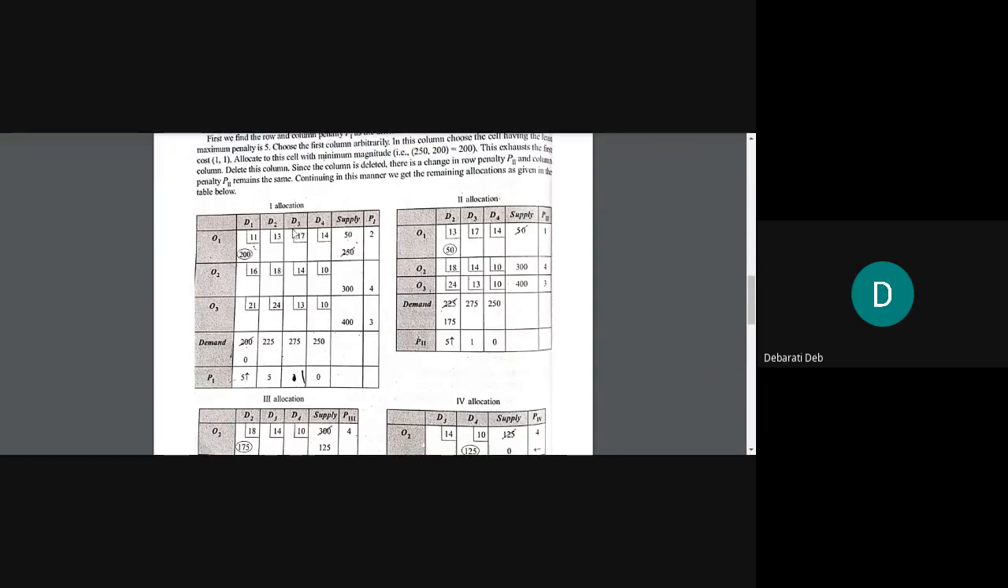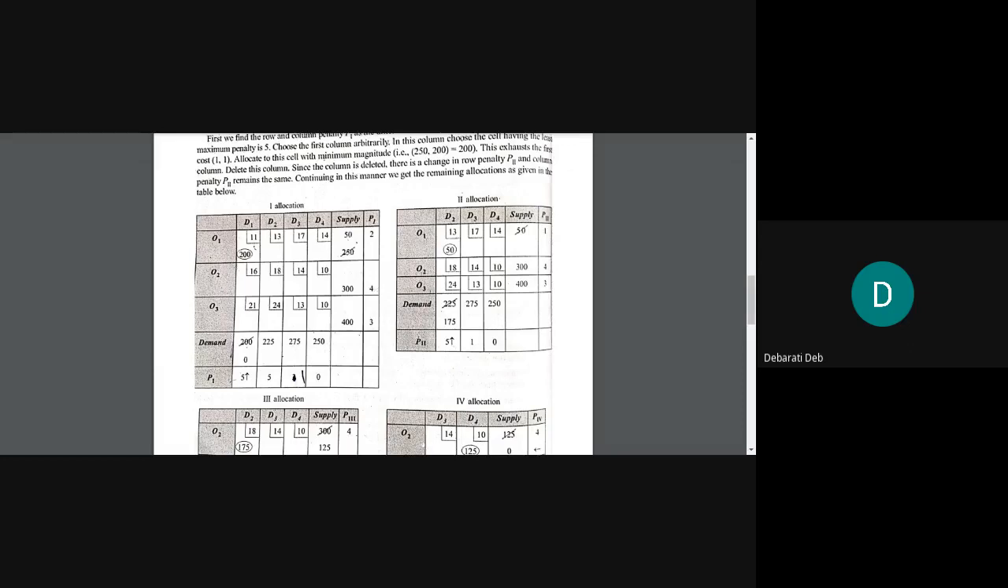That is, you get 2. Okay. So for the O1 row, the difference between the lowest cost and the second lowest cost is 2. That is what you will write in the first box under P1 in the column side. Okay. Similarly, for the O2 row, what will be the difference? The lowest cost is 10 in this row. In the O2 row, the lowest cost is 10 and the second lowest cost is 14. So 14 minus 10, you write 4. Under P1 in the second box, you write 4.